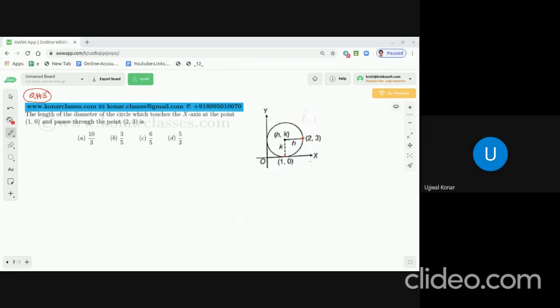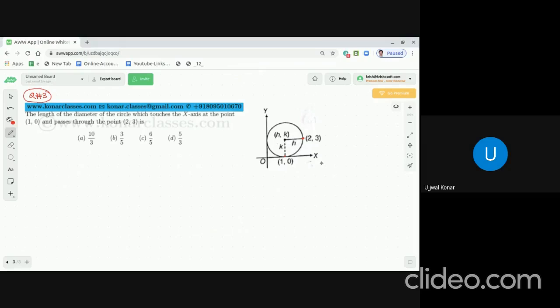Now, how to find it out? Since the circle touches the x-axis at the point 1, 0, hence its radius should be equal to the ordinate of the center. That means R should be equal to k. Correct. It is not actually 2h. In this case, it looks like 2h. But it is only 2k.